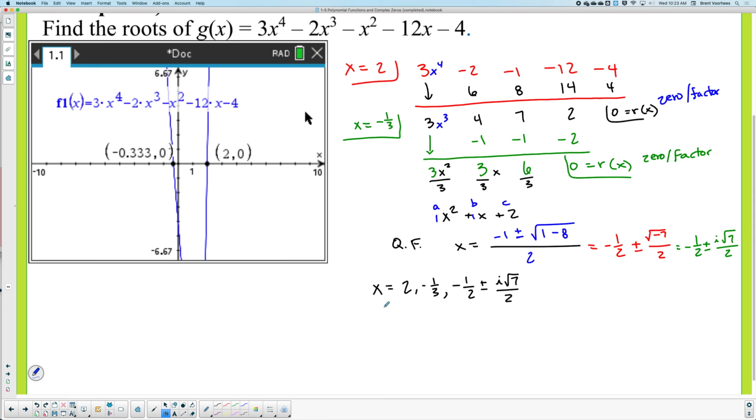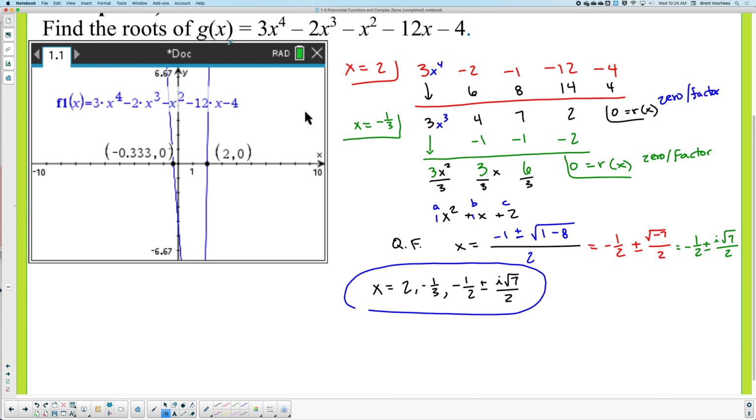Question for you. Listen to my words closely. How many total zeros is that? 4. How many are real? 2. How many are imaginary? 2. Do we have any multiplicities? No, because we'd have to put parentheses, m2, m3, whatever. That's 4 total zeros, 2 imaginary, 2 real. Anything else want to say on that?